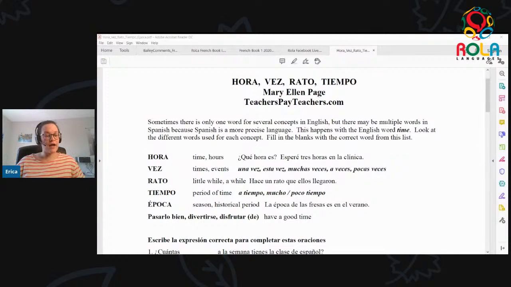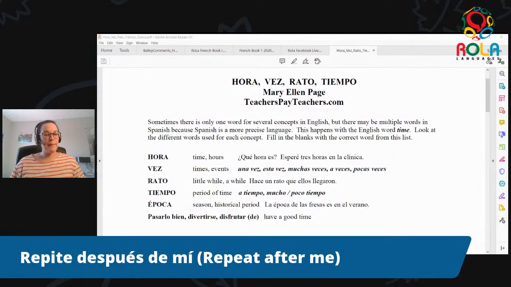Okay, now we have one more key word we're going to use here to describe time. So we have the word época. So let's repeat that. Por favor, repite después de mí. Época.